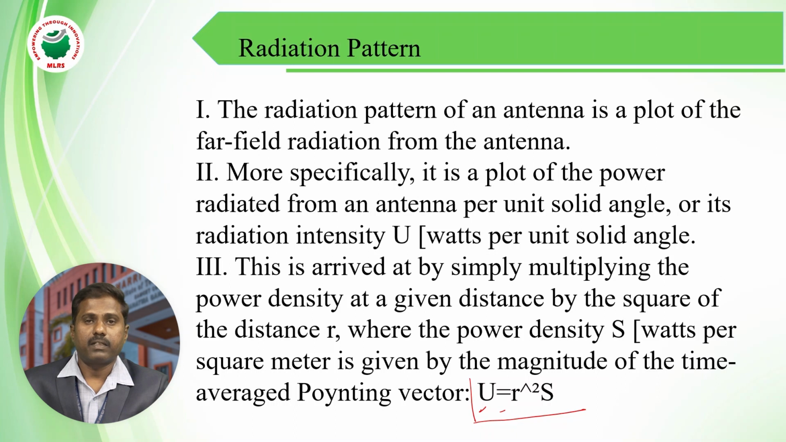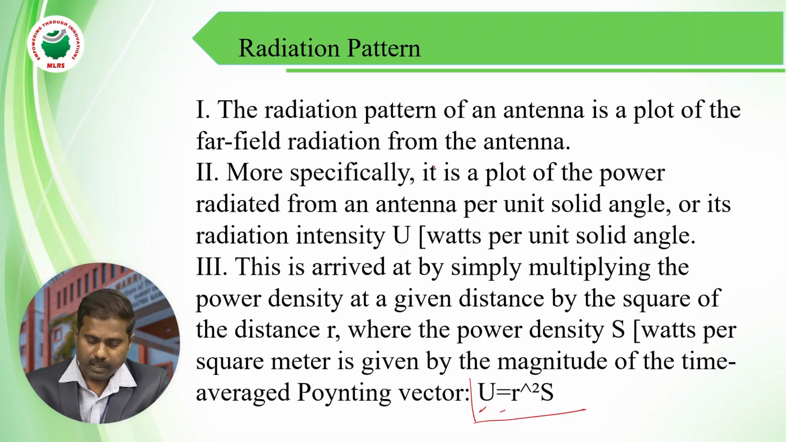The radiation pattern is generally measured towards the far field of the antenna. That means the field far from the antenna is the far field, and the field nearer to the antenna is the near field. Now we calculate this radiation pattern at the far field of the antenna.